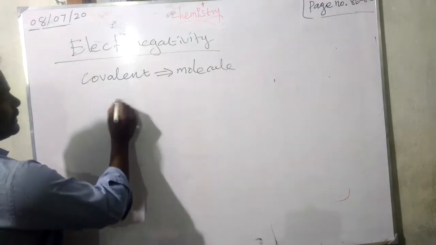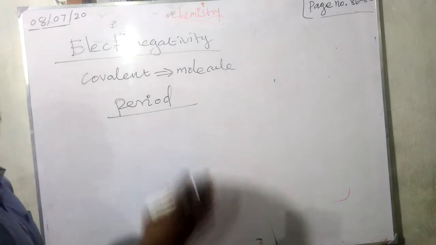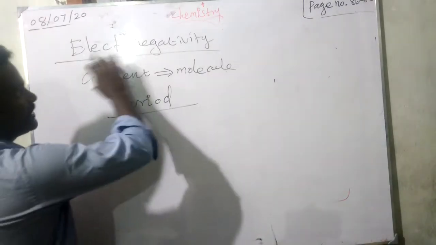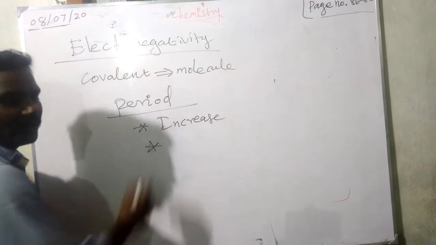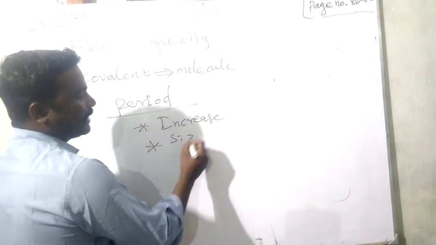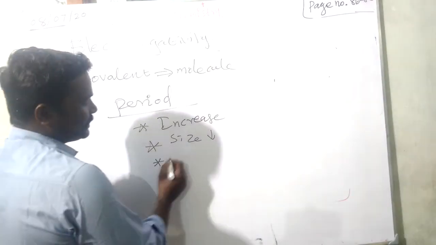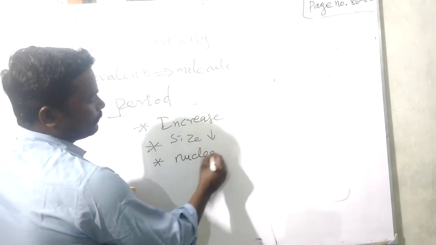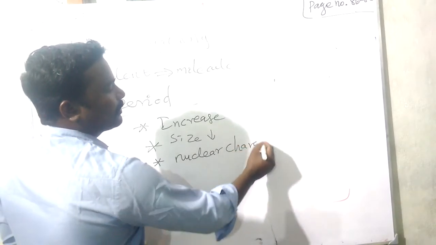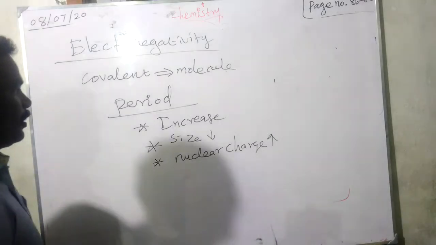If you take period wise, period means left to right. Horizontal rows are called periods. Period wise, electronegativity will increase. Why is it increased? The same reason we can tell. Size will decrease. Size decreases means nuclear charge will increase, the force of attraction increases, so it can effectively attract the shared pair of electrons.